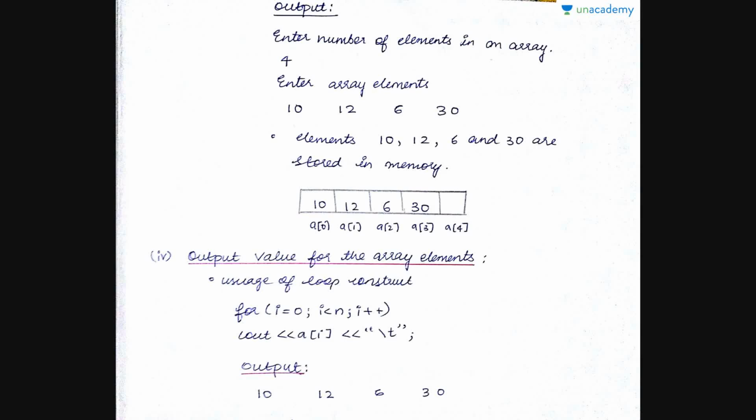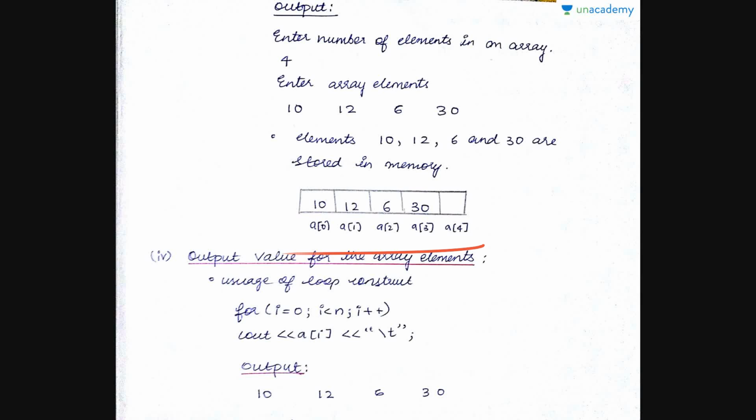Let us see the output of this program. The program will print the statement Enter number of elements in an array, and here the user has inputted 4. Now the user should input 4 elements. Here we have inputted 4 elements, which are 10, 12, 6 and 30, and the elements are stored in memory. At a of 0, the element 10 is stored. At a of 1, the element 12 is stored. At a of 2, element 6, and at a of 3, element 30 is stored.